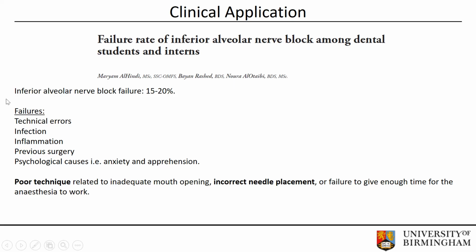The inferior alveolar nerve block is a very common technique used for local anesthesia, but the failure rate can be high, reaching between 15 to 20%. The failures include technical errors, infection, inflammation, previous surgery, and psychological causes, for example, anxiety or apprehension. A poor technique has been referred to as the most common reason for the failure, and this may be related to inadequate mouth opening, incorrect needle placement, so too anterior or too posterior, or failure to give enough time for the anesthesia to work.